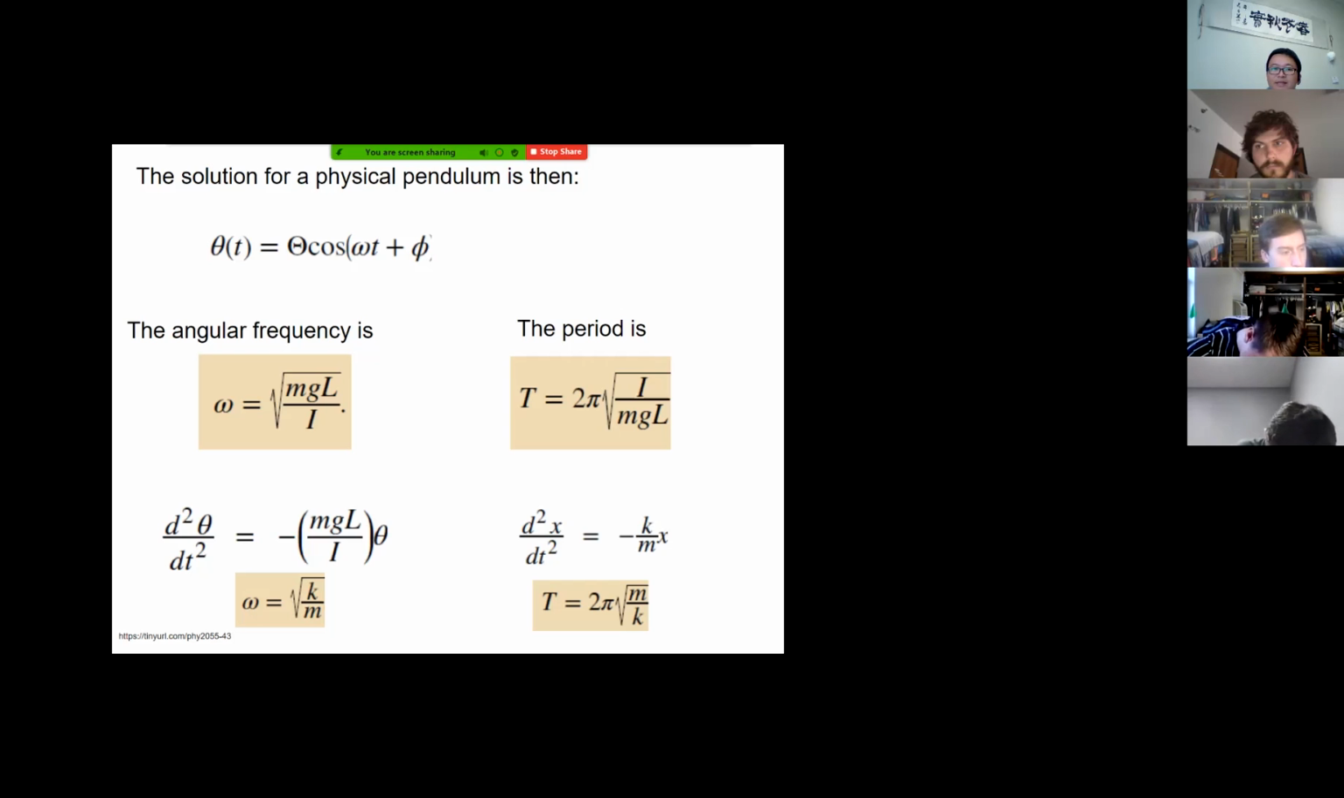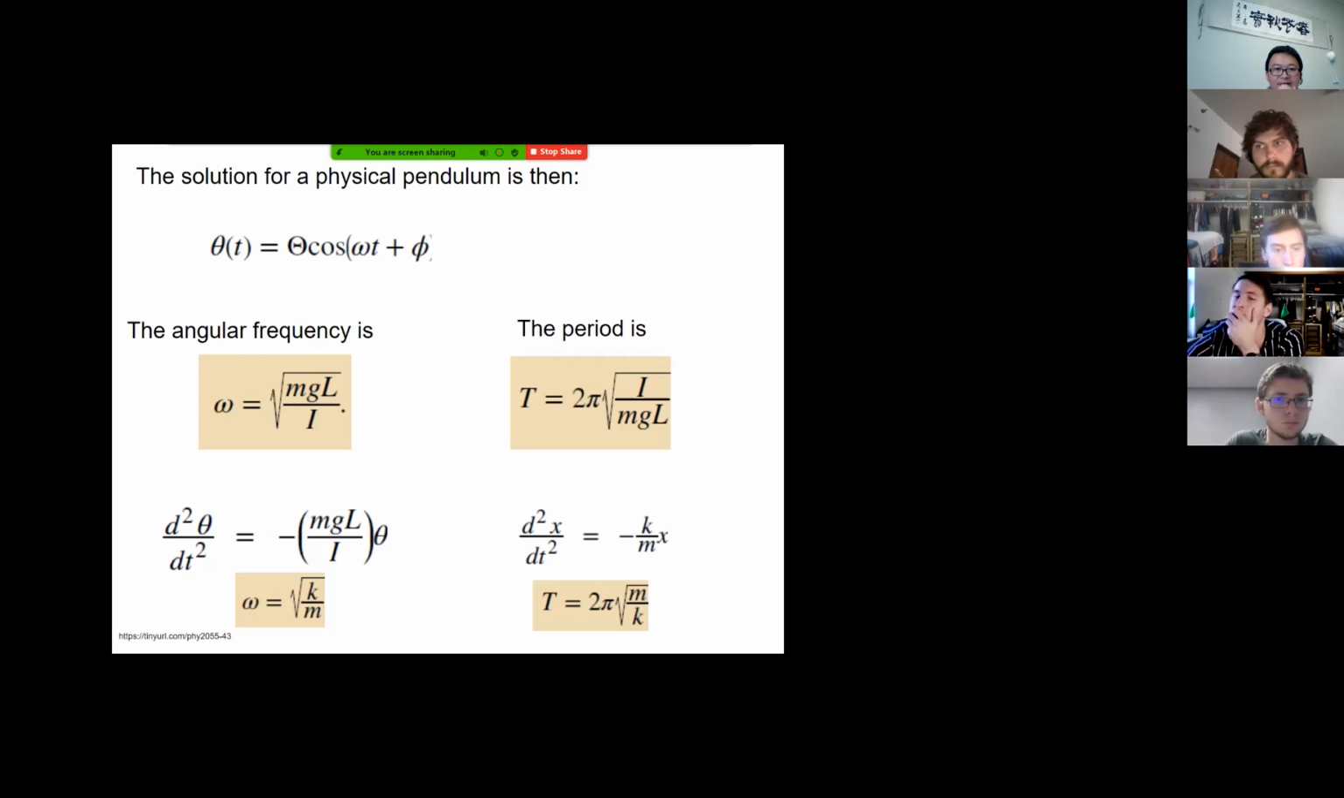So for a physical pendulum, the angular frequency will be determined by the mass m, and L. L is not the whole length. Keep in mind, this capital L is the distance from the axis of rotation to the center of mass of the body. And then I will be its moment of inertia.